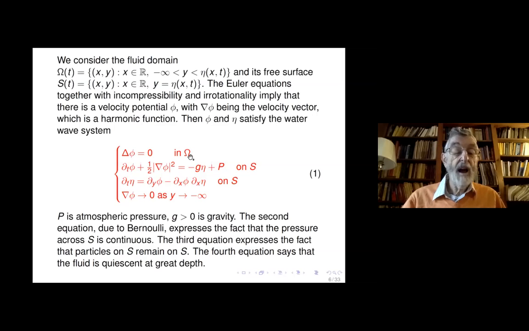So omega is the fluid domain. In the domain, you have 2 boundary conditions on top. This one is sometimes called Bernoulli's equation. P is atmospheric pressure, and this is equivalent to the statement that the pressure on the surface is a constant. And this boundary condition is just saying that particles on the surface remain on the surface. And this boundary condition is at infinite depth. I'm doing the infinite depth case, so in that case, the velocity goes to 0 as you go very deep. So that's exactly the whole problem written here, the basic setup.